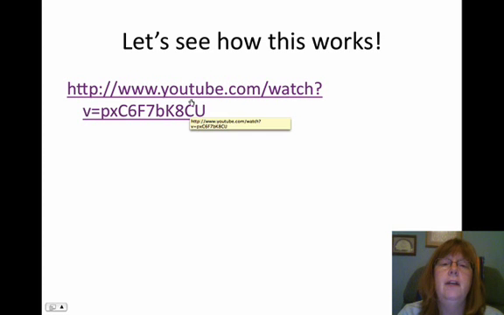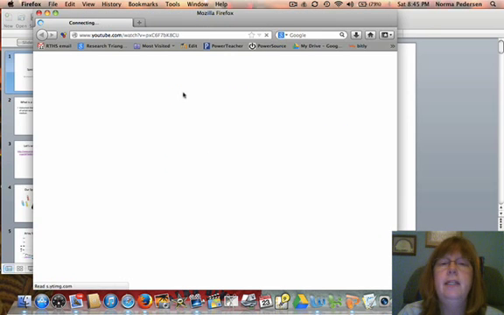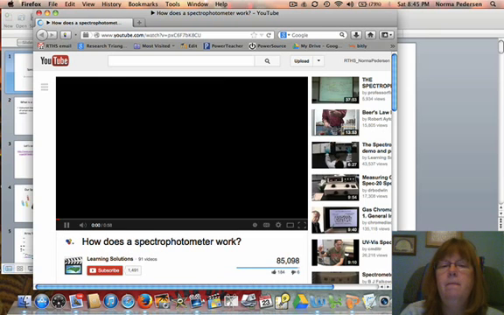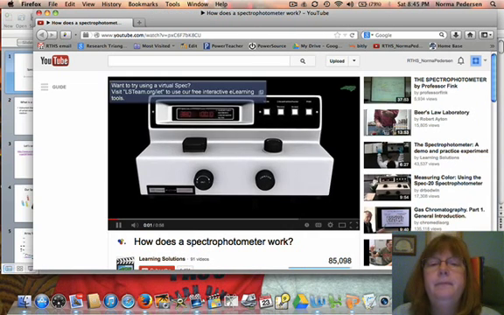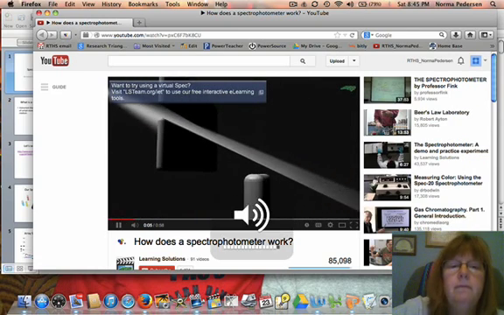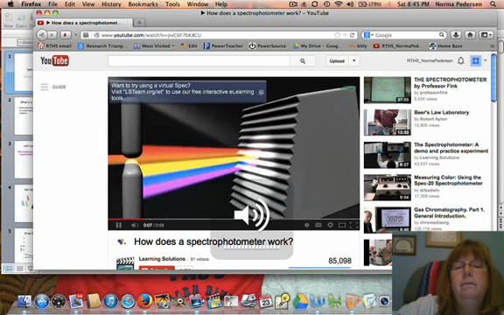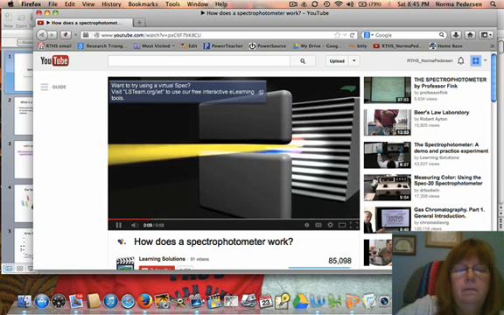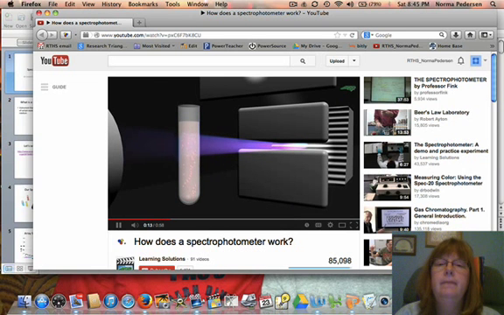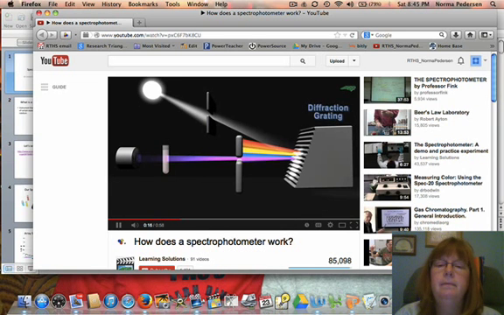So we're going to watch another little video here that explains how it works. Here's how a spectrophotometer works. A lamp provides the source of light. The beam of light strikes the diffraction grating, which works like a prism and separates the light into its component wavelengths. The grating is rotated so that only a specific wavelength of light reaches the exit slit.